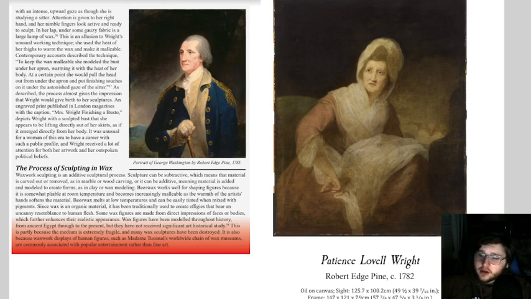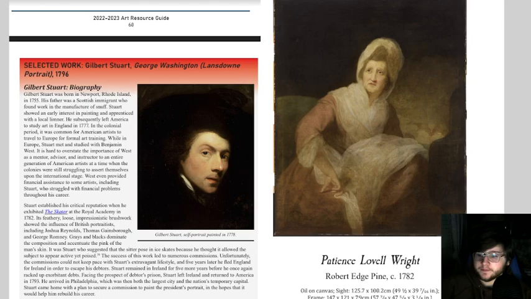Wax figures have been modeled throughout history, from ancient Egypt through the present, but they have not received significant art historical study. This is partially because the medium is extremely fragile, and many wax sculptures have been destroyed. It is also because waxwork displays of human figures, such as Madame Tussauds' worldwide chain of wax museums, are commonly associated with popular entertainment rather than fine art.